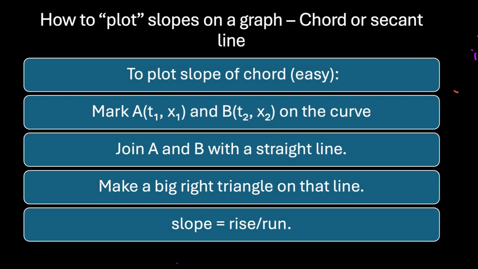Now, to summarize this, how do we plot slope on a graph for a chord or a secant line? You first mark the points A and B, then join A and B with a straight line, then make a big right triangle on that line, and then calculate the slope, which is rise by run. Okay.